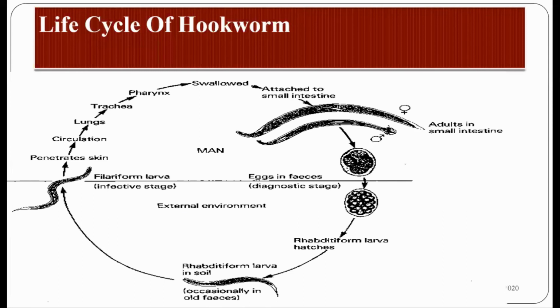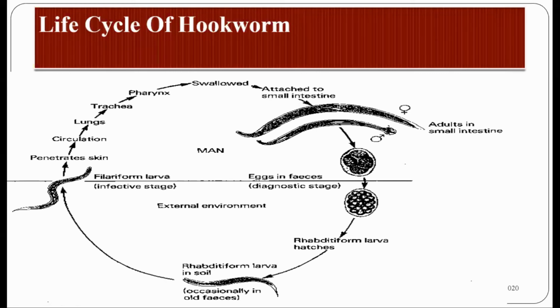This is also the same picture of the life cycle of hookworms, in which we can see the filariform larva, which is considered the infective form. It penetrates through skin, then goes to venous circulation. From venous circulation, it goes to the right side of the heart, to the lungs, lungs to trachea, trachea to pharynx, and then they are swallowed, reach the esophagus, then the small intestine. It develops into adult male and female worms.